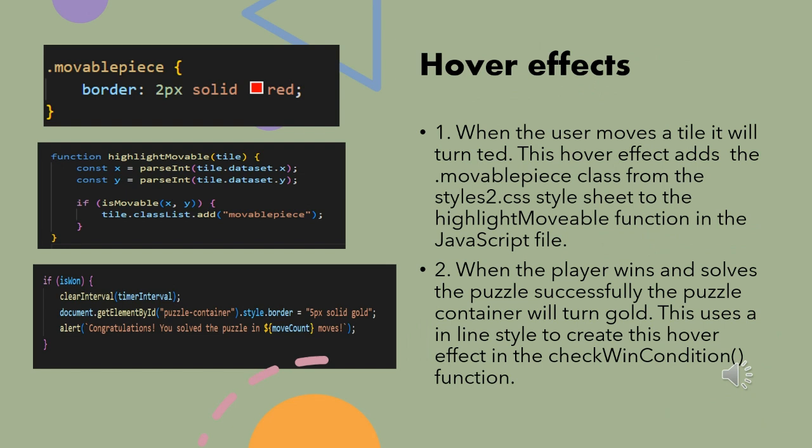Hover effects. When the user hovers over a movable tile, it will turn red. The hover effect adds the movable piece class from the Styles2 CSS style sheet to the highlight movable function in the JavaScript file. When the player wins and solves the puzzle successfully, the puzzle container will turn gold. This uses an inline style to create the effect in the check win condition function.